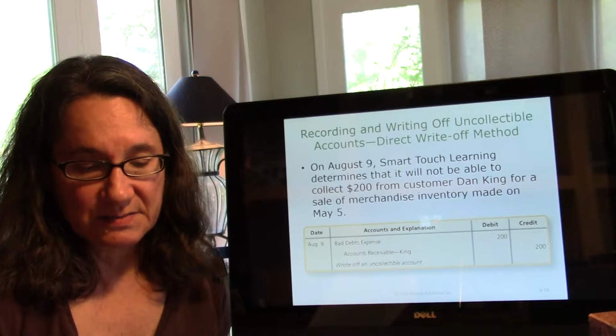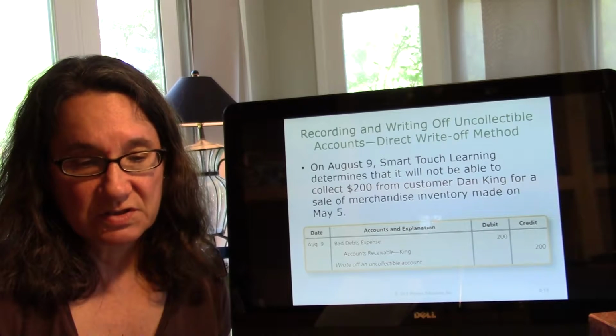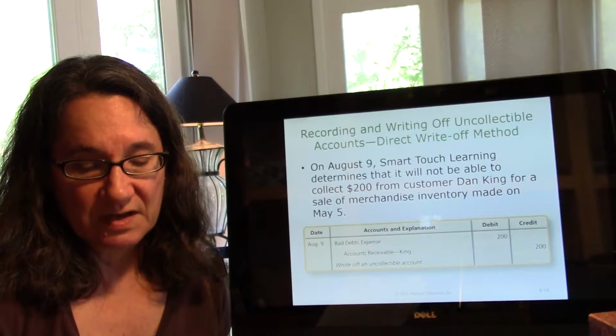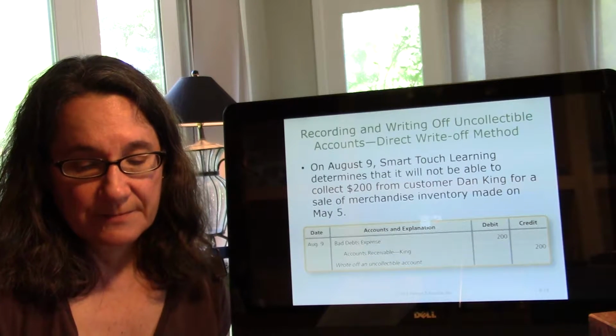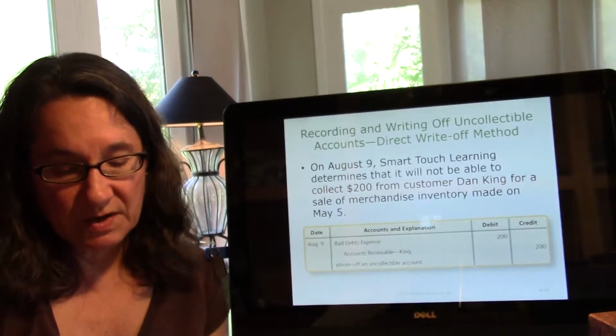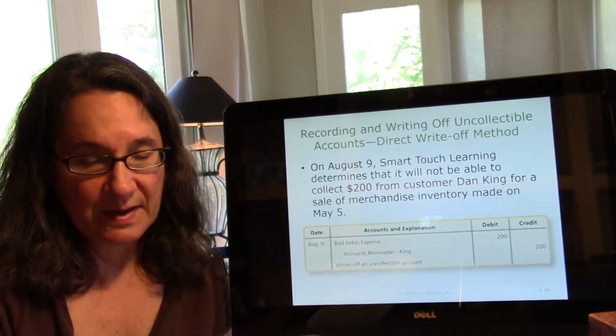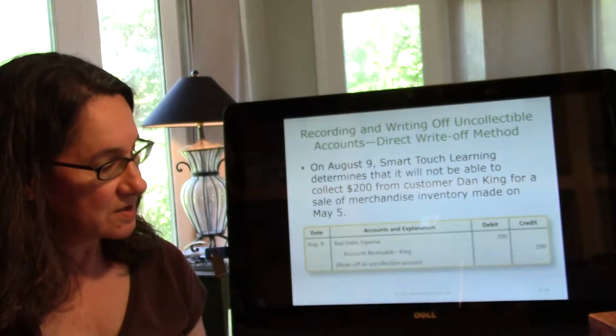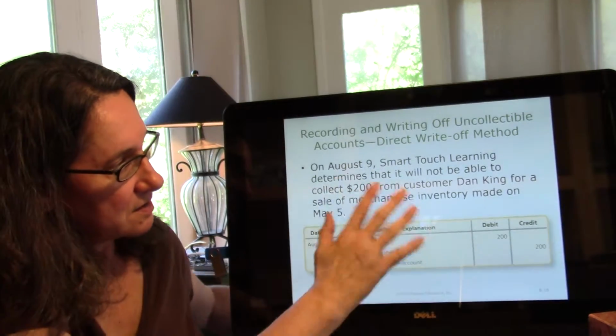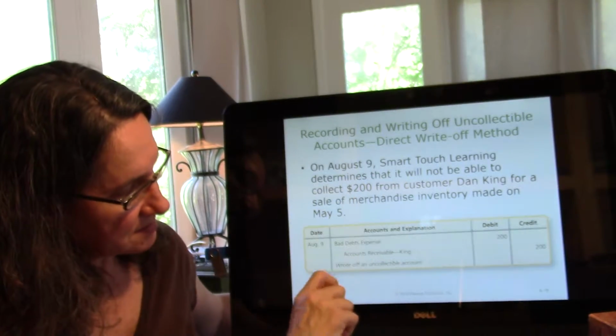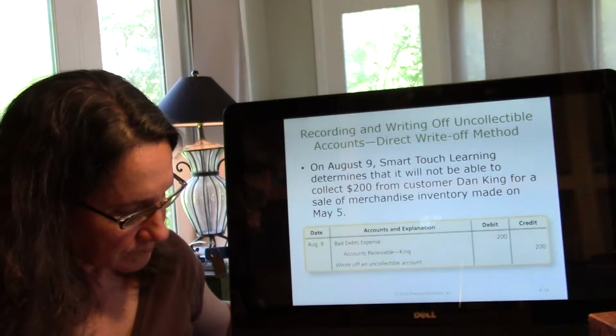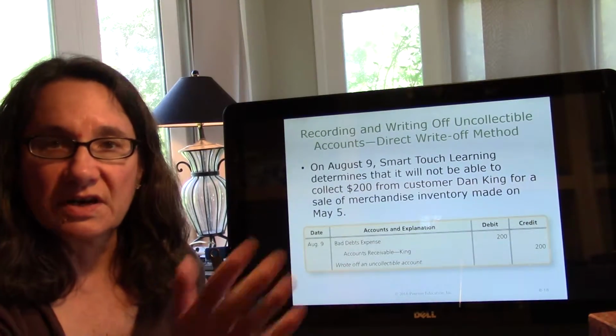Dan King's subsidiary accounts receivable will be credited for $200 to remove the uncollectible account from the books. In addition, a corresponding $200 debit will be posted to the bad debt expense account. So here's an example. This guy's not going to pay us, Dan King.